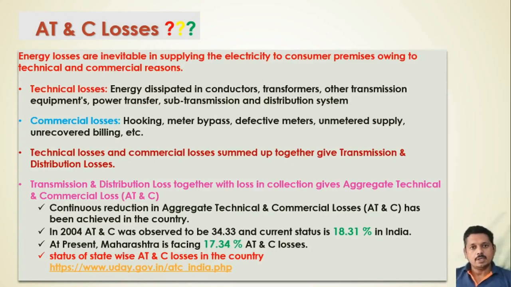Now let's see the current Indian situation in aggregate technical and commercial losses. In 2004, the AT&C losses were 13.33%, and the current status is 18.31%. Maharashtra is at around 17.34% right now. If you are from another state, I have given a link, which I will put in the description box, so you can check your state's live AT&C losses.